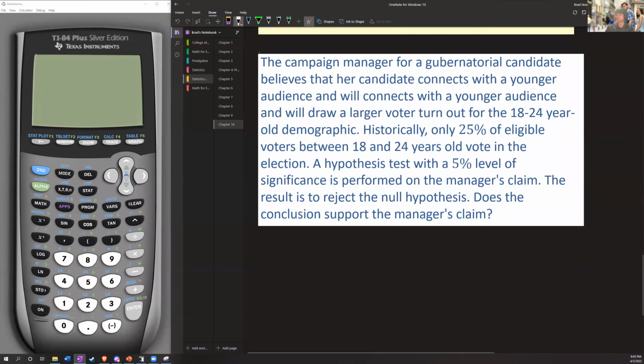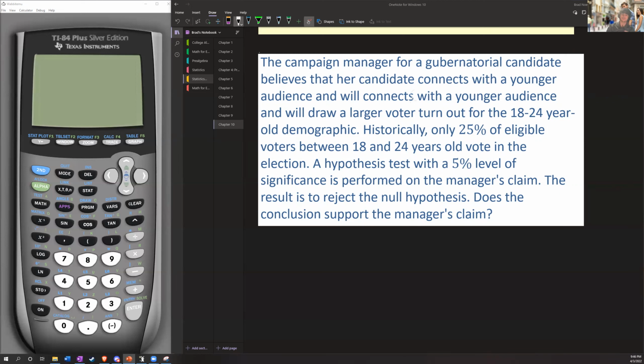The campaign manager for a gubernatorial campaign believes her candidate connects with a younger audience and will draw a larger vote turnout for the 18 to 24-year-old demographic. Historically, only 25% of eligible voters between 18 and 24 years old vote in the election. A hypothesis test with a 5% level of significance is performed on the manager's claim. The result is to reject the null hypothesis. Does the conclusion support the manager's claim?